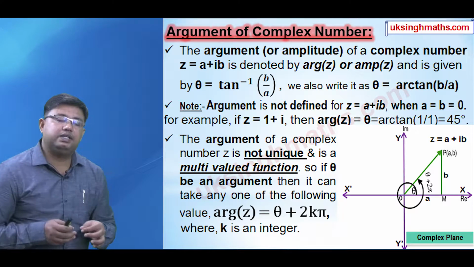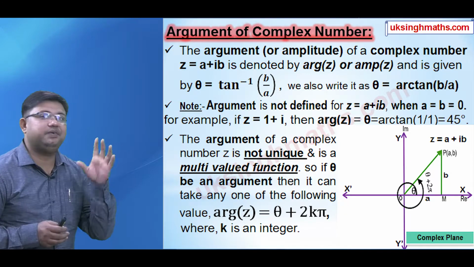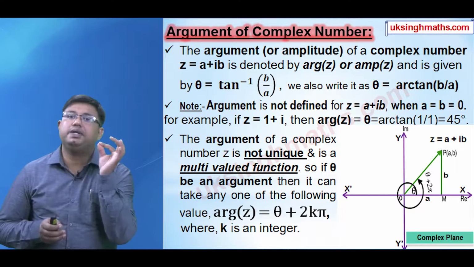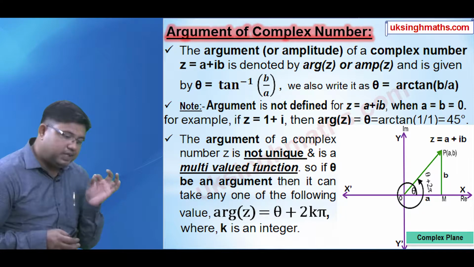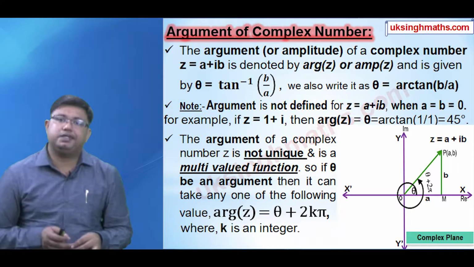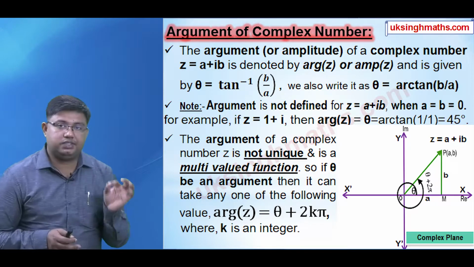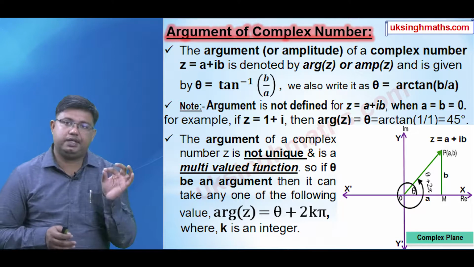The most important thing which has to be taken care of is that the argument of a complex number is not unique. It is a multi-valued function. It can take numerous values. Suppose theta is one of the arguments of a complex number z, then the argument of the complex number z is given by arg z equal to theta plus 2k pi, where k is an integer.